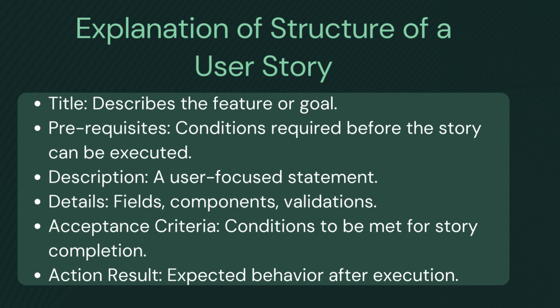A description, explaining what the user wants and why. Details, like input fields, UI components, or validations. Acceptance criteria, which define when the story is done. And finally, the action result. What should happen when the feature is used? This gives the team a 360-degree view of the requirement.